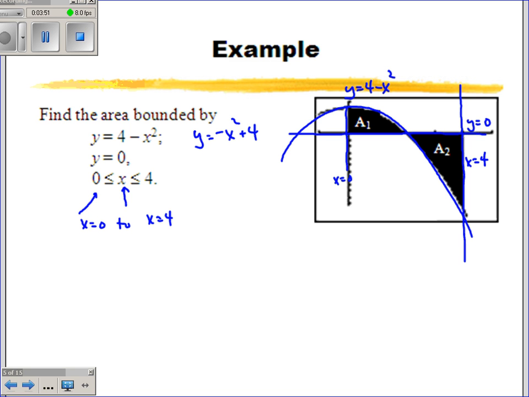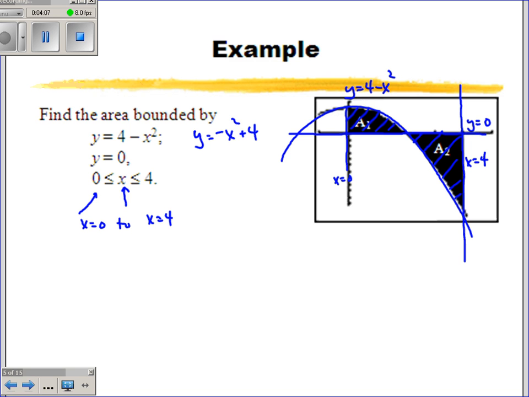So the area that's totally enclosed there, between where x is 0 and x is 4, and the x-axis and the function y equals 4 minus x squared would be that part. So A1 and A2 are the two areas that we're looking for.